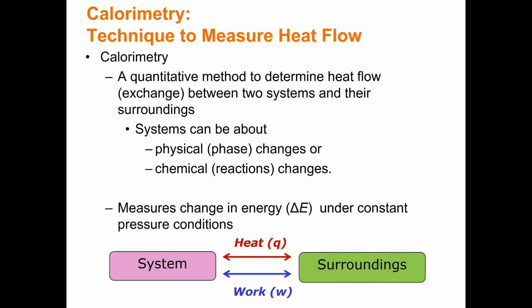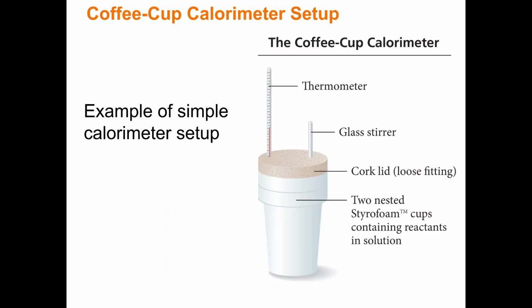Systems can be about physical changes or chemical changes. Physical, in other words, a phase change, so from water to gaseous vapor, or it can be chemical, so an actual chemical reaction. It measures the change in energy under constant pressure conditions. So we're going to measure the heat flow between the system and the surroundings, and the work flow between the system and the surroundings.